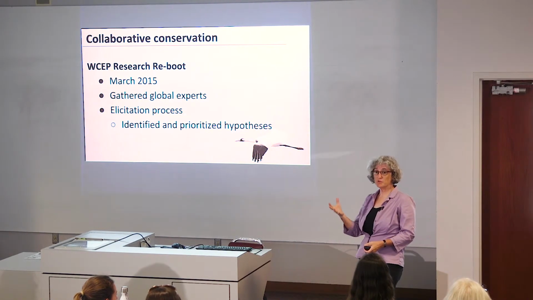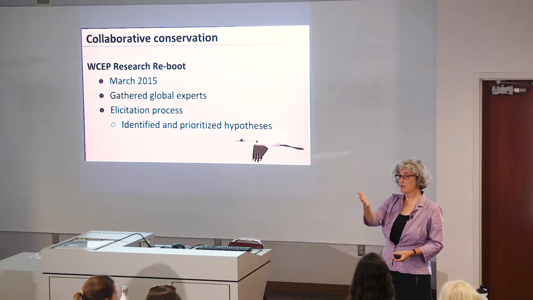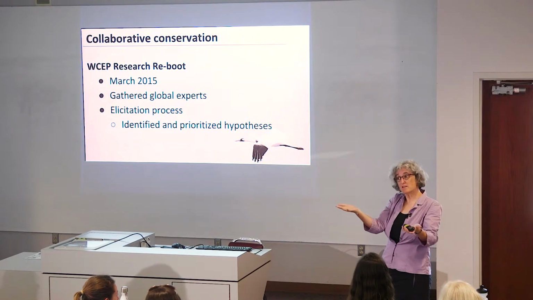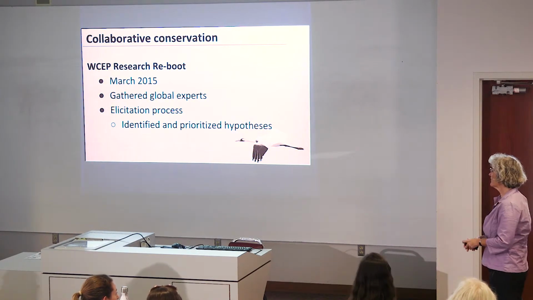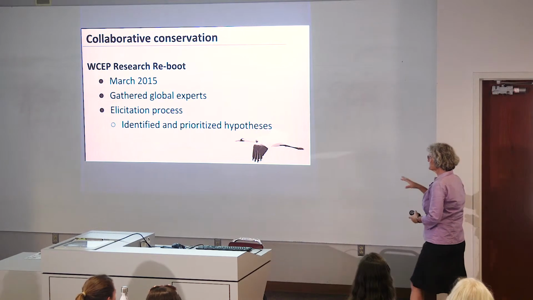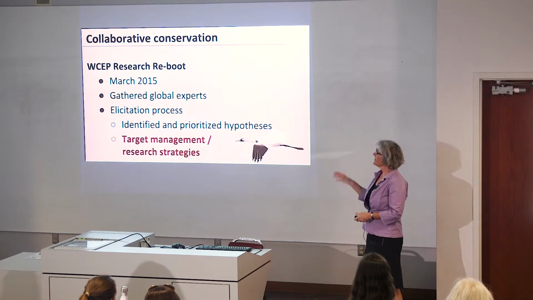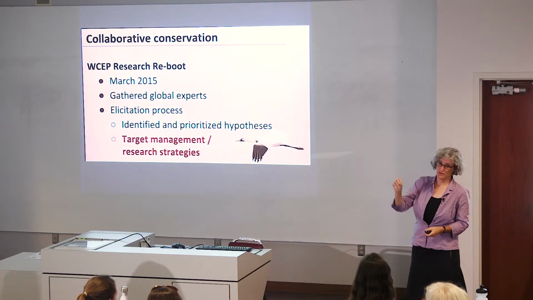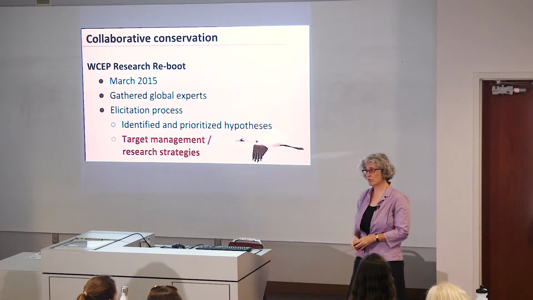And that's an important thing, is when you've got a room, again, full of people, how do you prioritize whose idea? So maybe Peter thinks the issue is habitat, but Debbie thinks the issue is predators. How do we decide that? So this elicitation process provides a bit of democracy, if you will, to the science, which I found very interesting. And so through this process, we identified and prioritized the hypotheses that we wanted to use with the whooping cranes. And as I've said in the previous talk, we wanted to target management and research strategies. We wanted to target research that was going to have a strong management outcome.